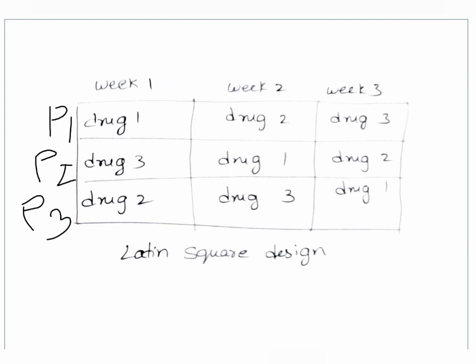Similarly for person 2 also we are applying all the drugs, and for person 3 also we are applying all the drugs in different time intervals. So this is the Latin square design. These Latin square designs are not only useful in agricultural research but also useful in fields such as educational research, medical research and engineering research.